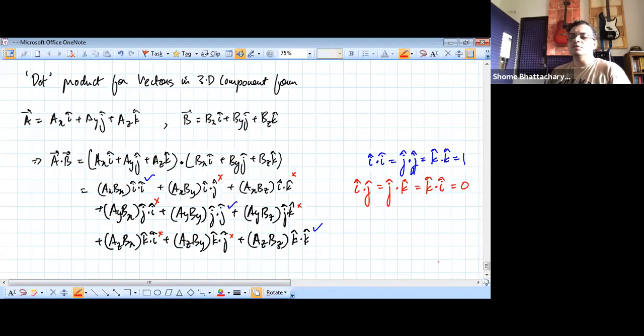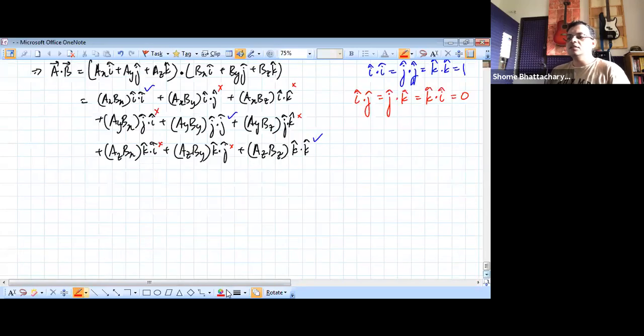So those 6 terms are becoming 0. So finally we are left with just the 3 terms where these quantities are unity. So the quantity we are left with finally is how much? It is just the product of the x components plus the product of the y components plus the product of the z components. It's a very easy formula to remember.